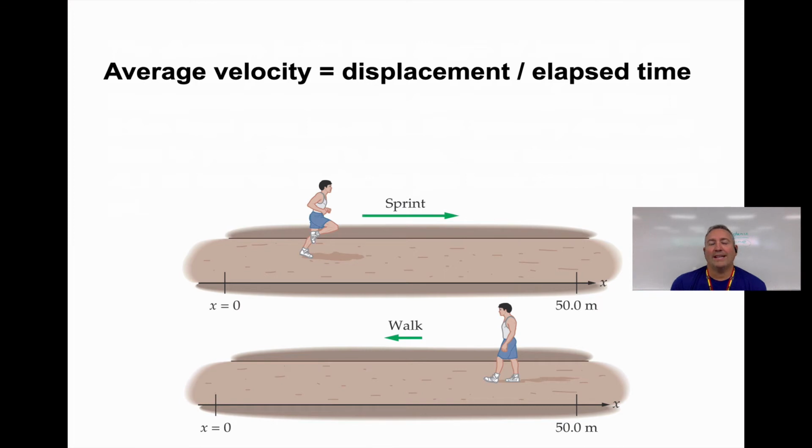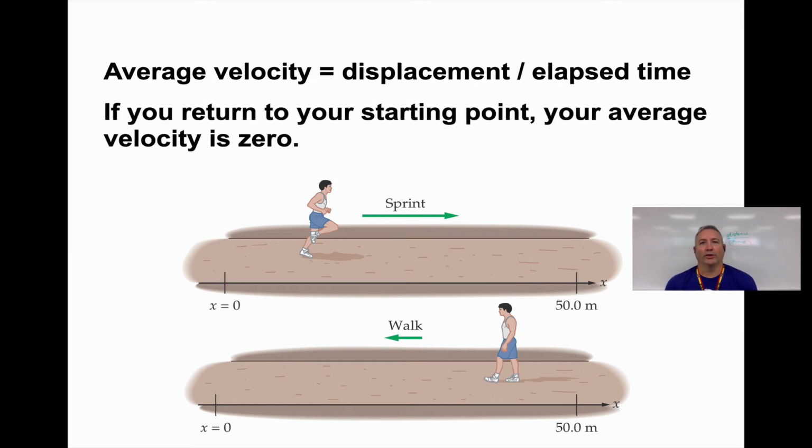All right? We tend to use velocity more than we do speed in here because direction is important, especially in one-dimensional motion. So when direction is important, we look at velocity instead of speed. All right, so when you return to your starting point, your average velocity is 0.